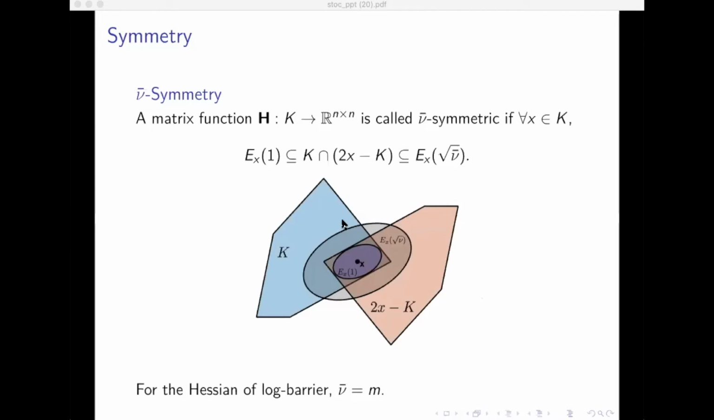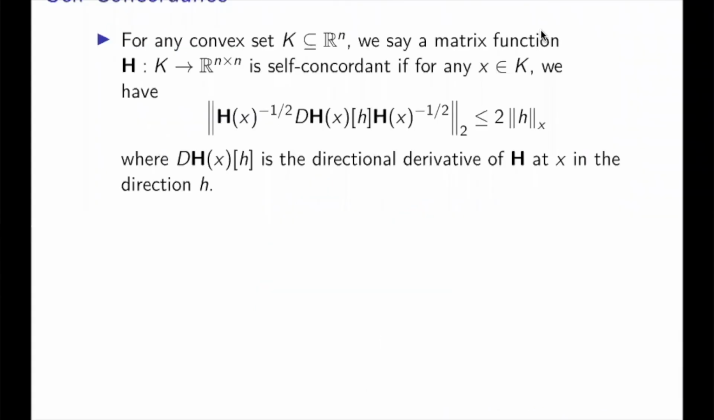Before defining strong self-concordance, we define self-concordance. For any convex set K, we say a matrix function H is self-concordant if for any x in K and a direction h in R^n, the absolute value of Hx to the power minus half times the directional derivative of H at x in the direction h times Hx to the power minus half is spectrally bounded by the local norm of h at x. Intuitively, self-concordance measures the relative rate of change of the H function in spectral norm. If 2 points are close in the local norm, then their Hessians are spectrally close.